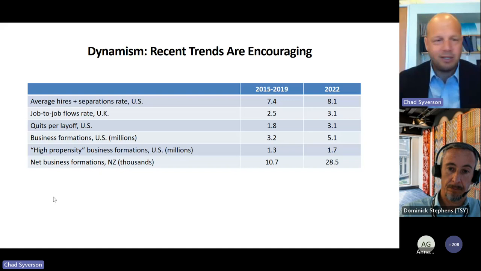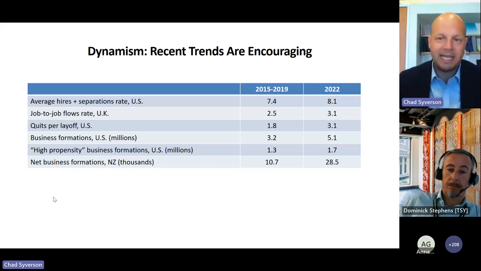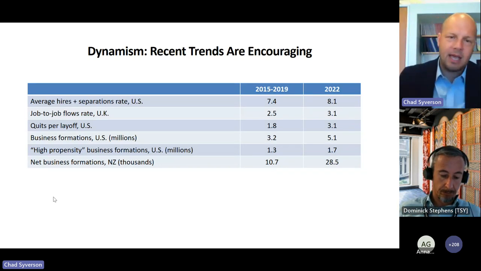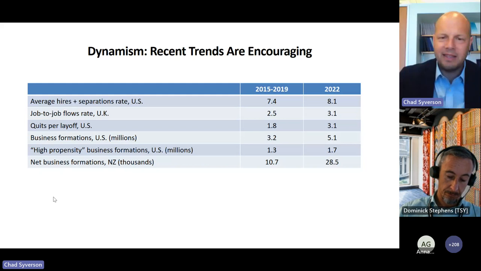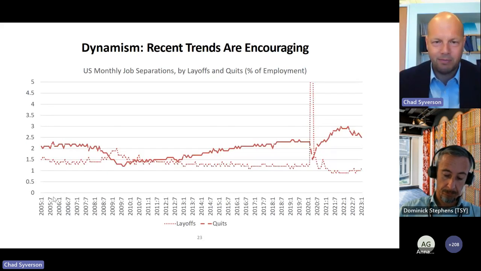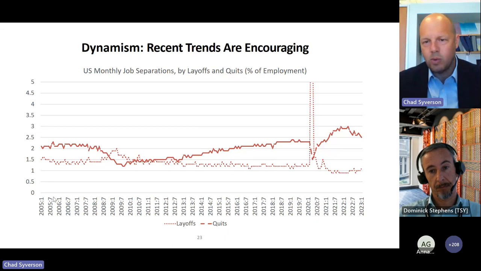Now, the issue is, of course, will this be sustained or not? And I can't answer that for you. But again, this is the first turnaround of any note in a long time. So I find these encouraging. Here's just some examples of what you see, say, layoffs and quits in the US economy.